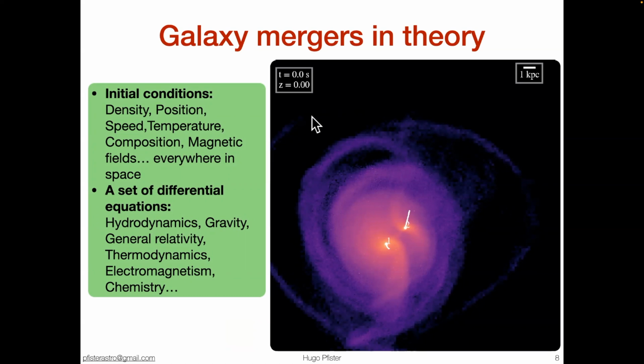So I don't know how familiar you are with simulation, but basically, I assume this is a picture, and these are what we call the initial conditions. So you know the density everywhere in space, you know the position of every star everywhere in space, you know the speed of every star everywhere in space. You have also gas, and you know the temperature of this gas, you know the composition of this gas, if it has a lot of metal, if it has a lot of hydrogen, for instance. You know the magnetic field everywhere in space, what is the strength of the magnetic field, what is the direction of the magnetic field, etc.